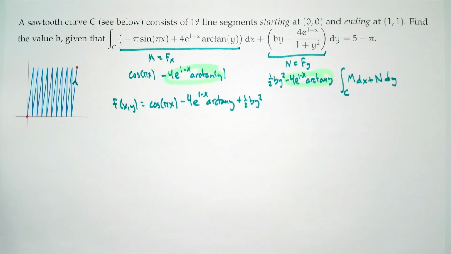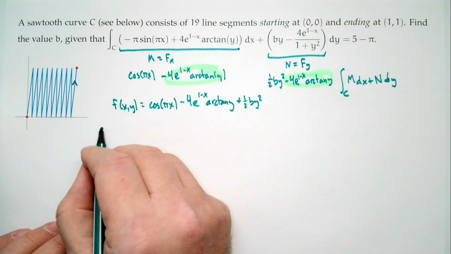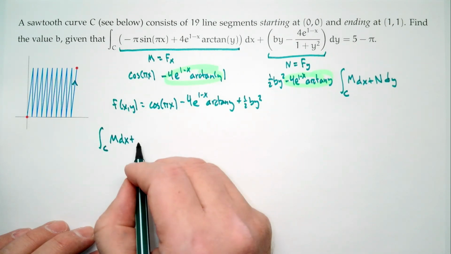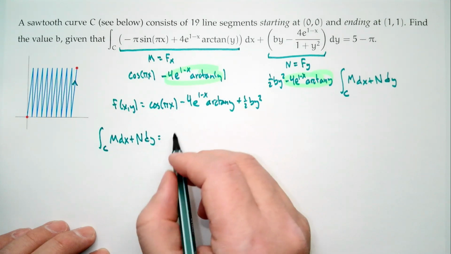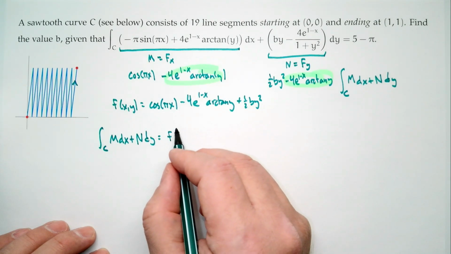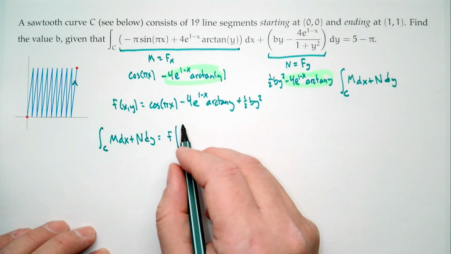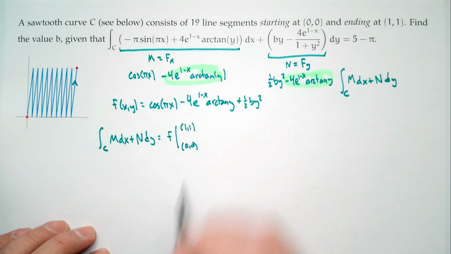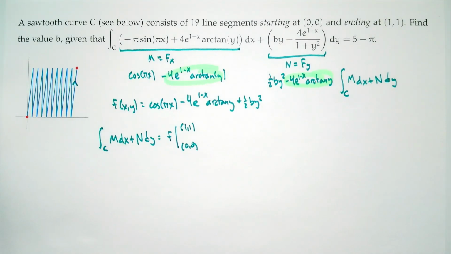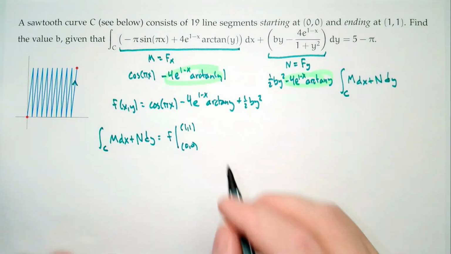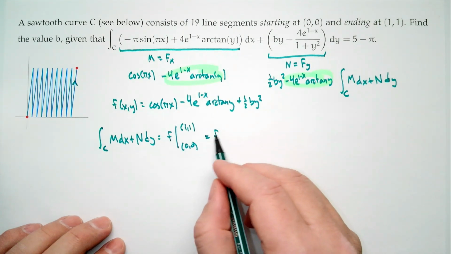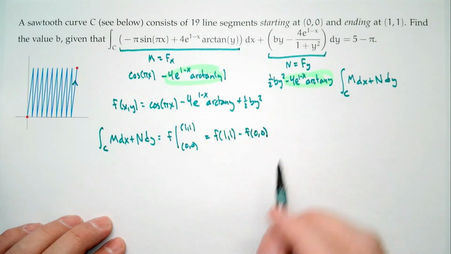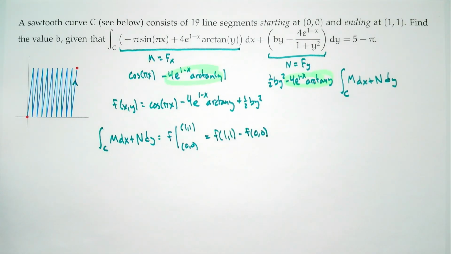So in particular, we get that the integral along this curve, and I'll compress my notation here, m dx plus n dy, that's equal to this potential function evaluated. We take the end point and subtract the start point. So the function at the end, subtract the function at the start. So that would be the function at 1, 1, subtract the function at 0, 0. So suppose we put in 1 comma 1.